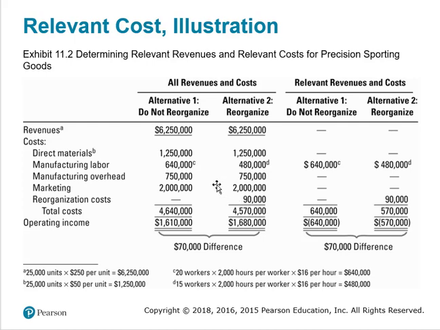The third and fourth columns present only those which are relevant, and that's just manufacturing labor and the reorganization costs. And this difference is the same $70,000 difference, but it's just easier to identify. Okay, and there's the detail down below. And it's helpful to focus on the relevant data only, especially since sometimes all the information needed to present a full income statement for each alternative is not available. Okay, so sometimes you have limited information and you can just focus on what's different between the two.